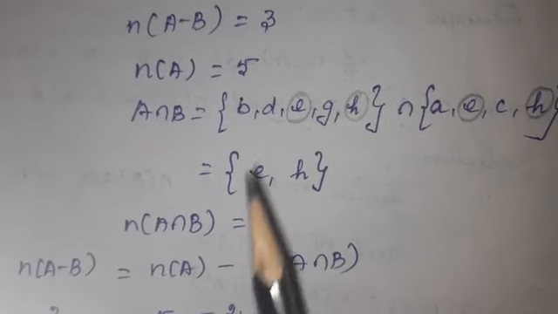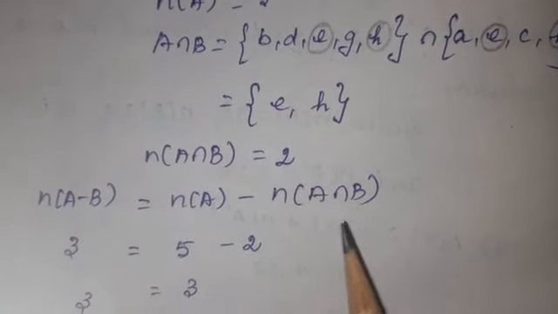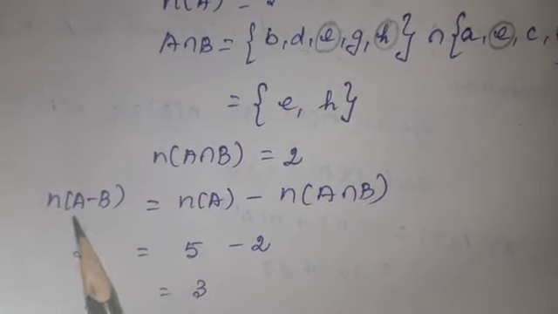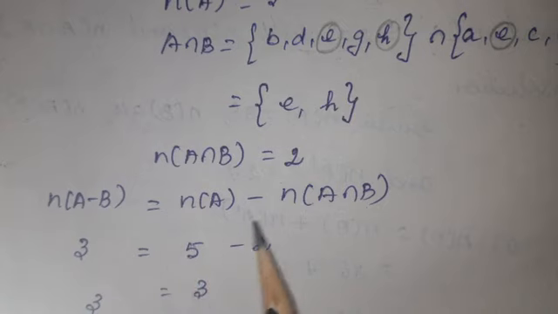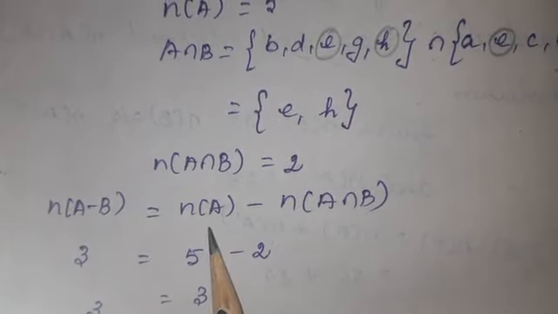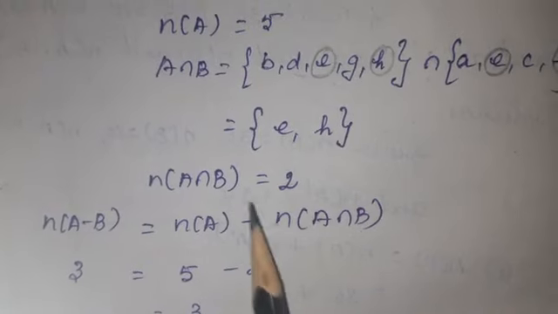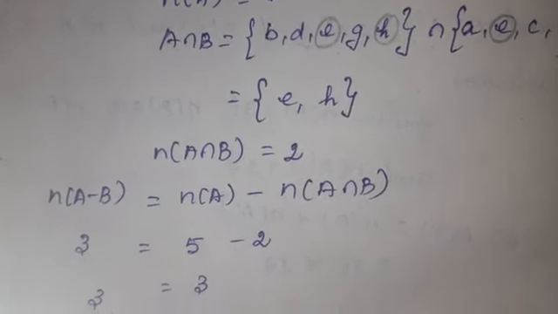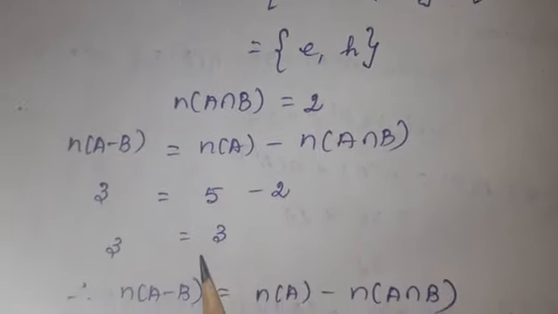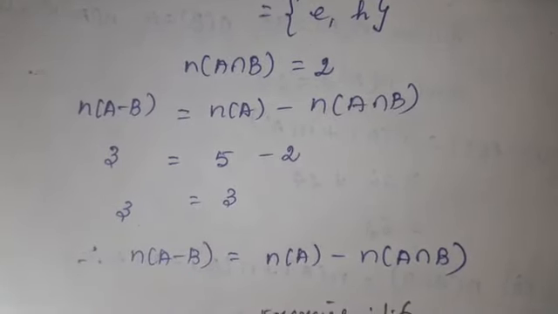2. So the number of elements present in all the sets is written. Now write the formula they asked to verify: n(A − B) = n(A) − n(A ∩ B). n(A − B) is 3, so 3 is equal to n(A), which is 5, minus n(A ∩ B), which is 2. So 3 is equal to 5 minus 2, which is 3. Both sides are the same. Therefore, the formula is verified.